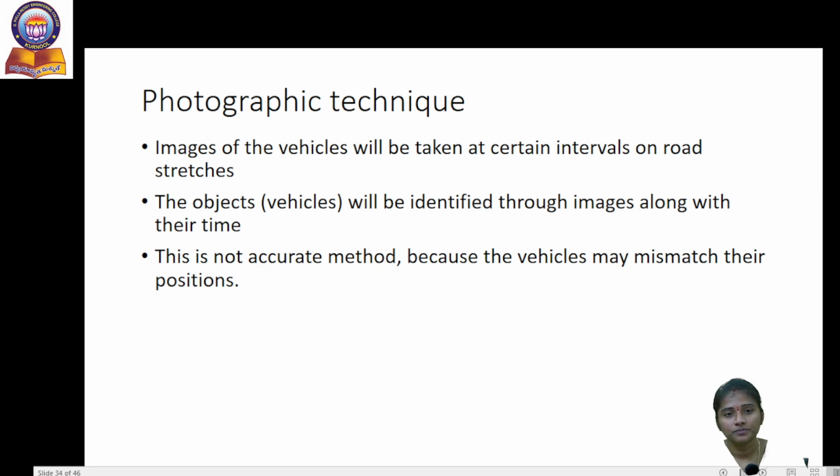Next we have photographic technique. Here the images of vehicles will be taken at certain intervals on the road stretches. Here the objects are vehicles. The vehicles will be identified through images along their time. This is not an accurate method because the vehicles may mismatch their positions.